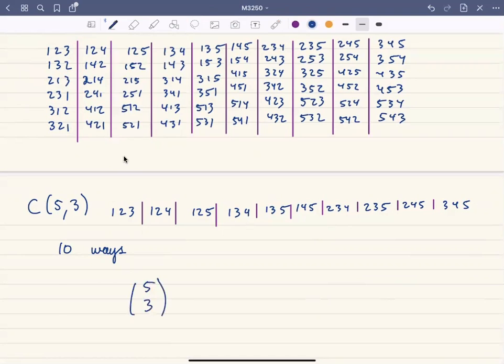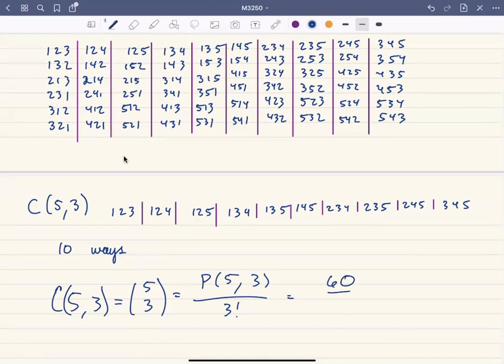Since I've written it like this above, let me just copy it. So C of 5, 3, or 5 choose 3. I'll start writing it like that: 5 over 3 in parentheses. That's going to be 5 permute 3, which was 60, divided by 3 factorial. So that was 60 over 6, or 10. So this is the relationship between permutations and combinations.